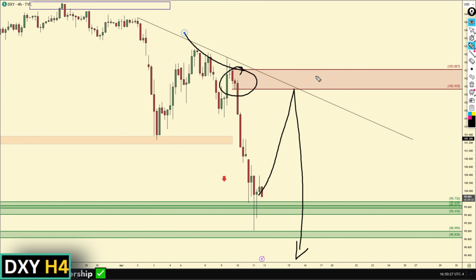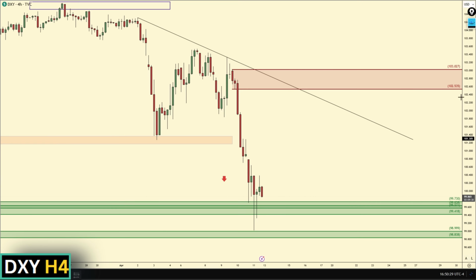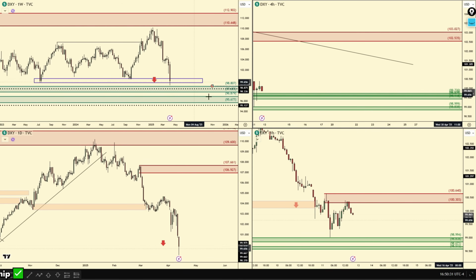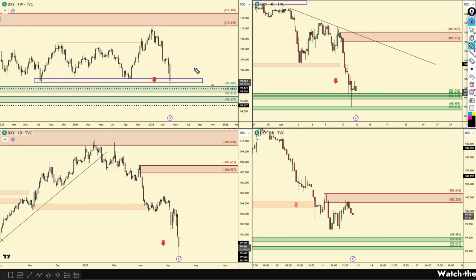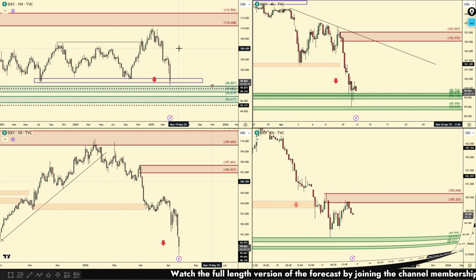So this supply, this downward trend line on the 4 hour time frame, is definitely something we want to be monitoring here on the DXY. And then, like I said, the monthly demand down below, we're going to monitor what happens at that monthly demand and those weekly demand zones as well.